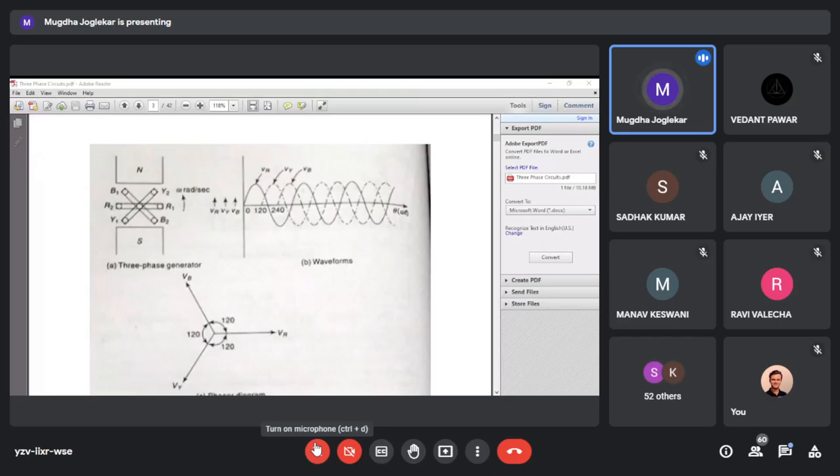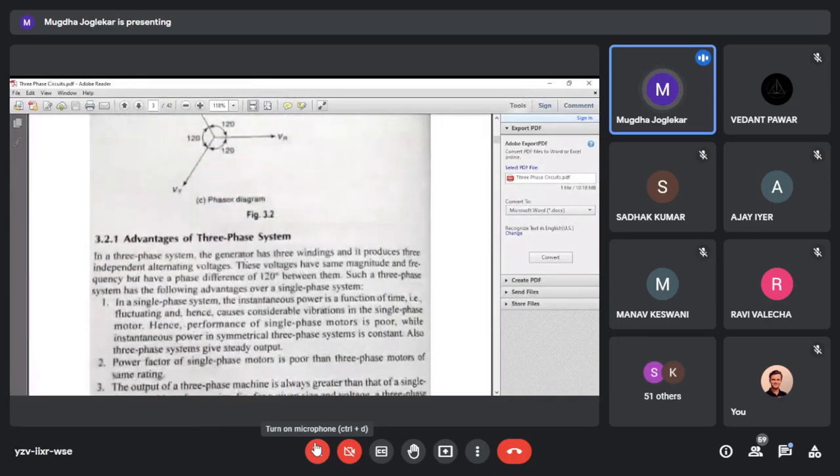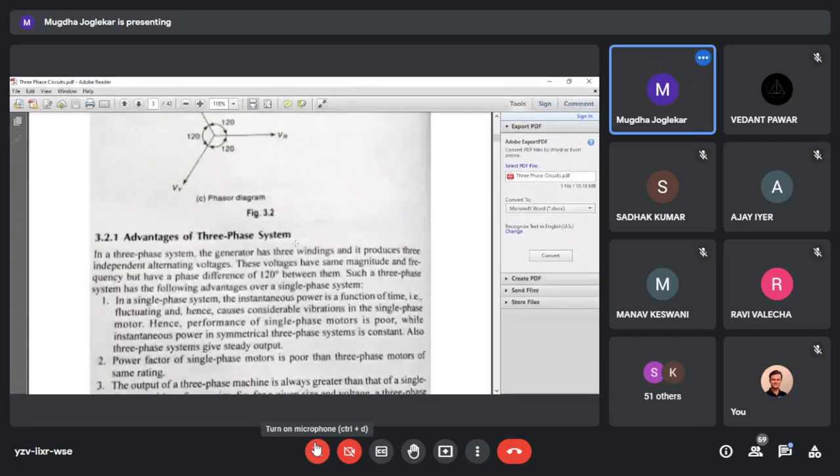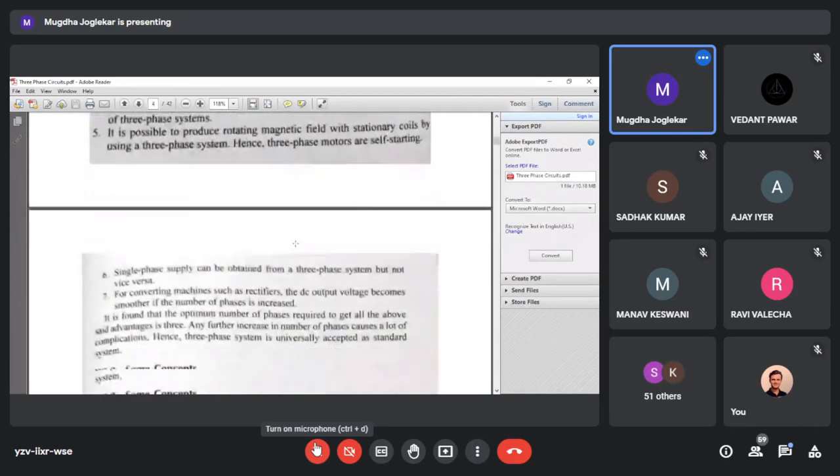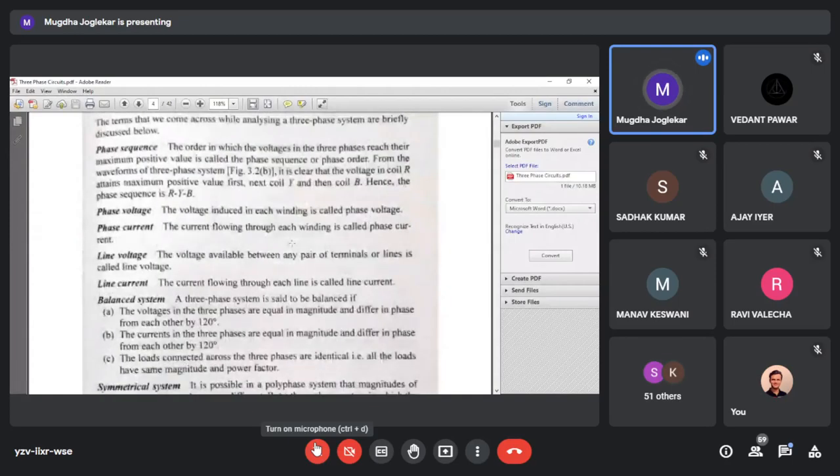Okay. Now this is three-phase generation. These advantages of the three-phase system you can study later on, as I'm not going to explain these advantages to you. Actually, whenever three-phase generation is there, there are some concepts. The concepts are: what is phase sequence, what is phase voltage, phase current, line voltage, line current. These four definitions, voltage and current wala, I will explain in the next point.